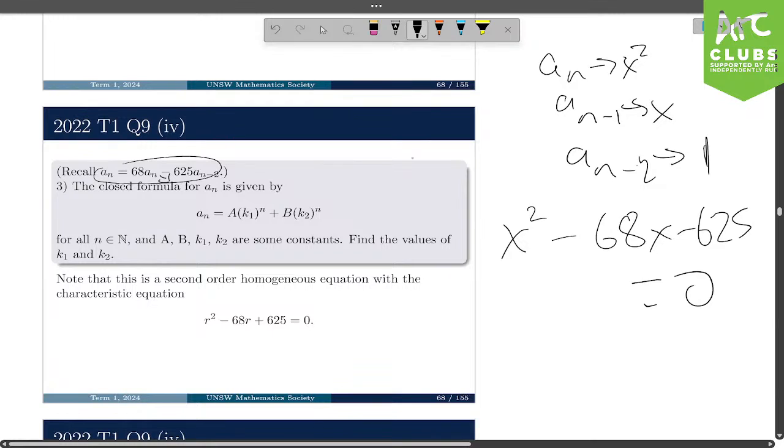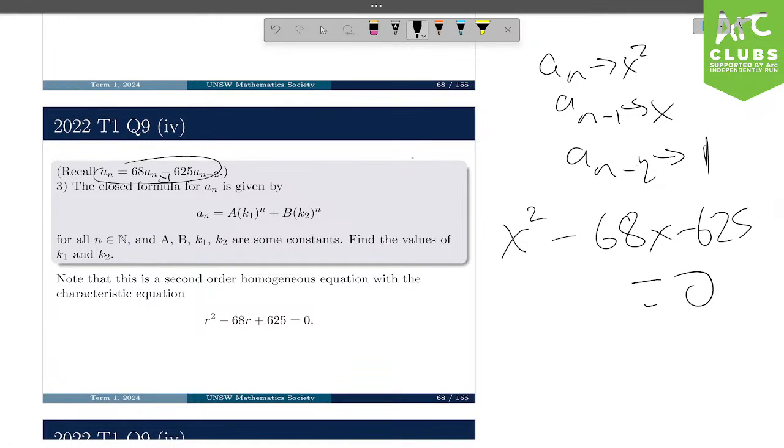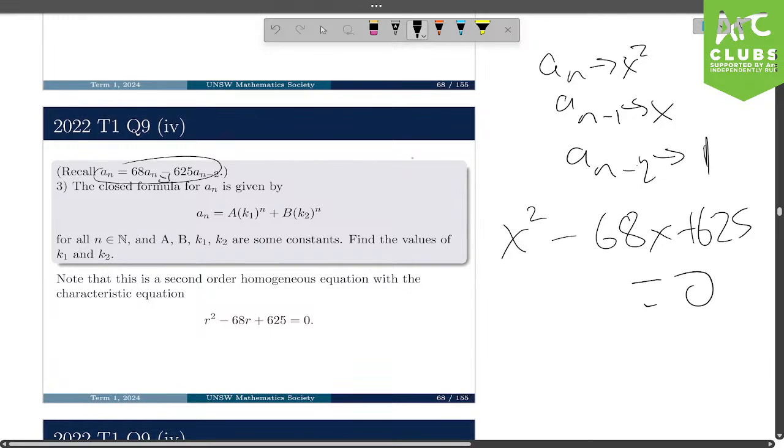Yep, plus 625. Great point. And so this is a characteristic polynomial.